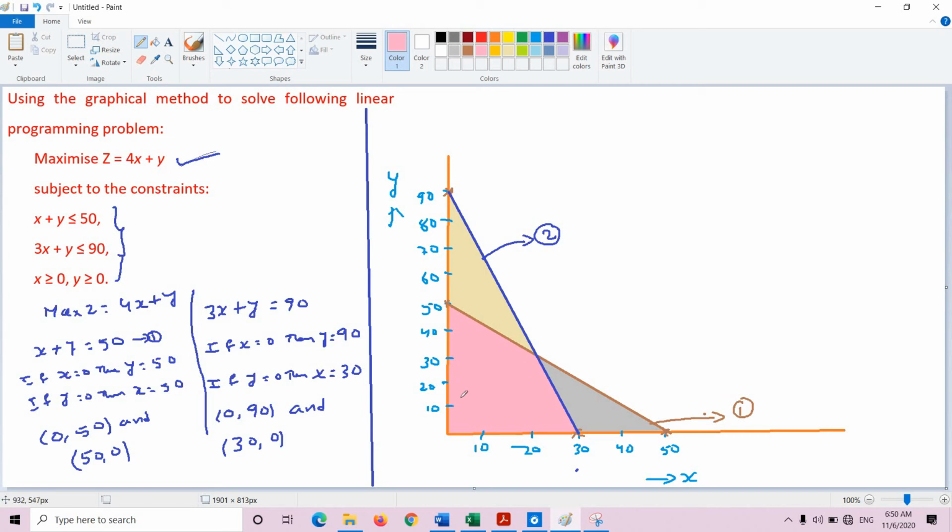Feasible region. What is the meaning of the feasible region here? In this region, any value you pick, the coordinate values x comma y, your constraints are going to be satisfied. Your constraints are satisfied in this region. This region is called the feasible region.